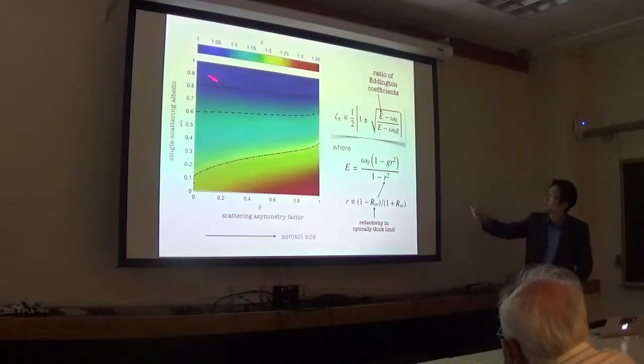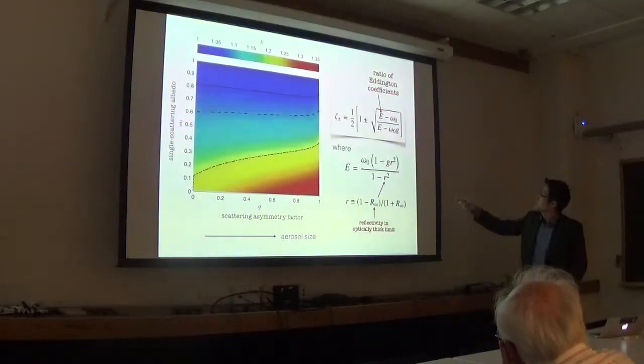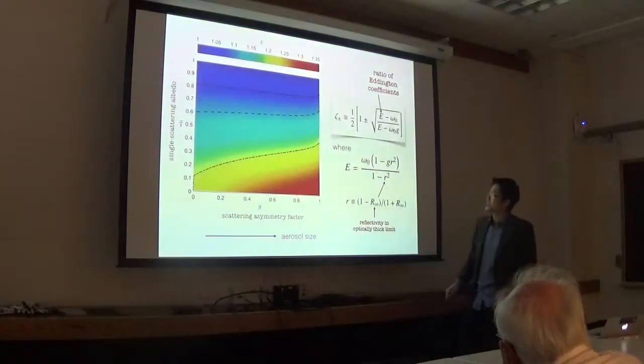This is the whole parameter space in radiative transfer. The nice thing about this problem is that these two parameters, G and omega, are all between 0 and 1. So you can explore the entire parameter space exhaustively, and you can calculate what E is.